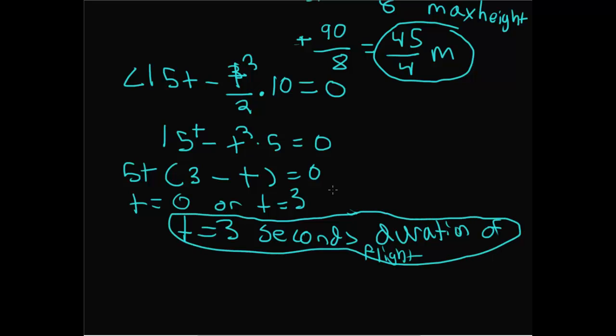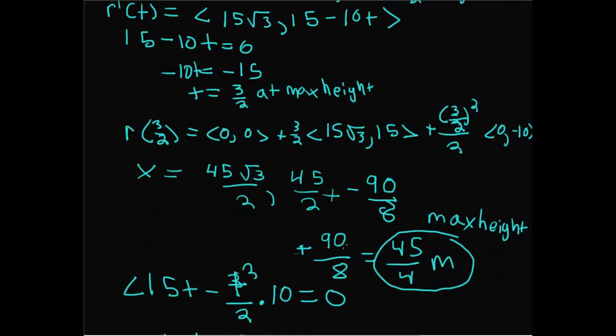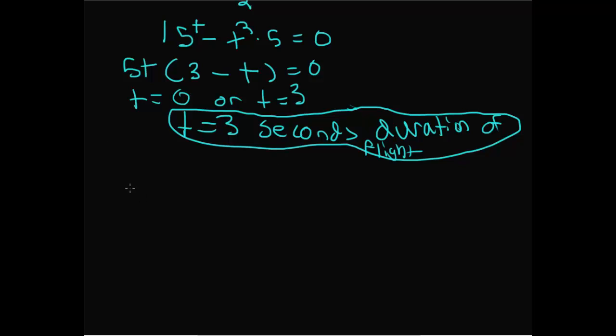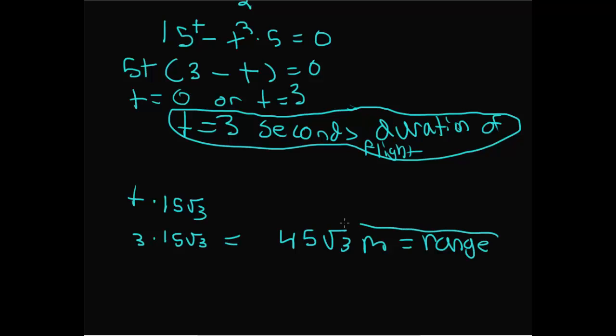And now we can plug t equals 3 into the x component to get the range. We have our x component here, which is represented by t times 15 root 3. There's no acceleration, so that's all we need to worry about. We know t is equal to 3, so 3 times 15 root 3 equals 45 root 3 meters, which equals the range. And now we have solved all of the parts that the question asked.